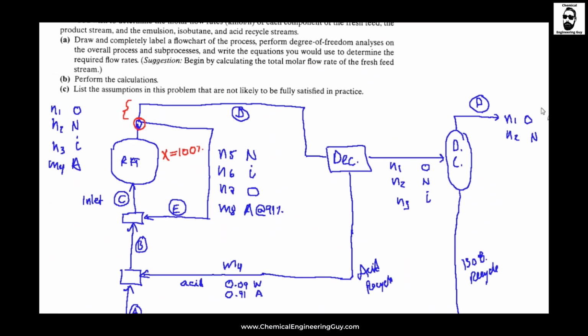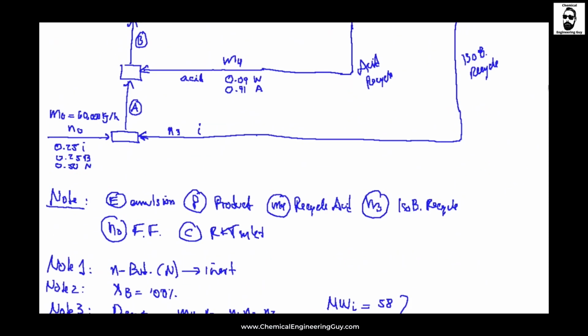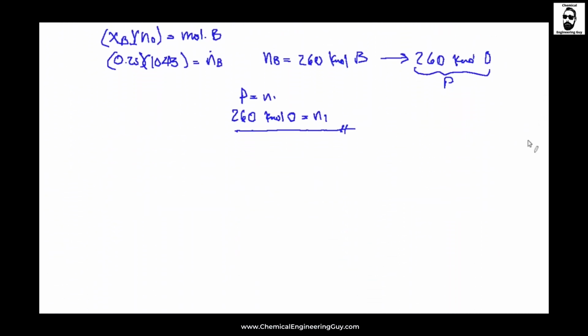If you see N1 and N2, which is here, the fresh feed, and the product stream. We got the product stream and we got the fresh feed. We just need to go for the emulsion and isobutane recycled and acid recycled. So we still got job to do. That's cool. What's next? Once we have this, let's continue to do a mass balance, let's go for the recycle.